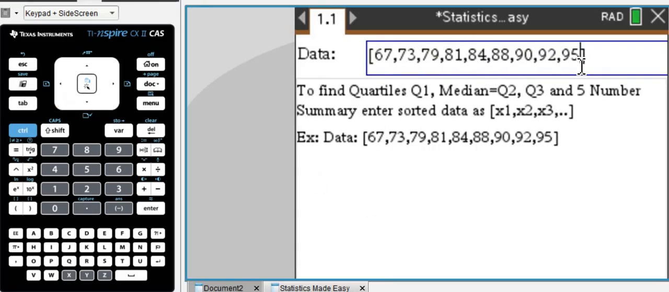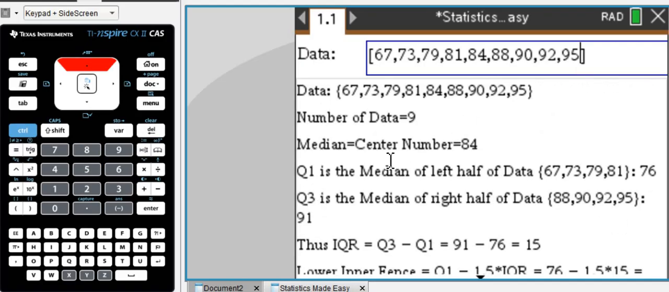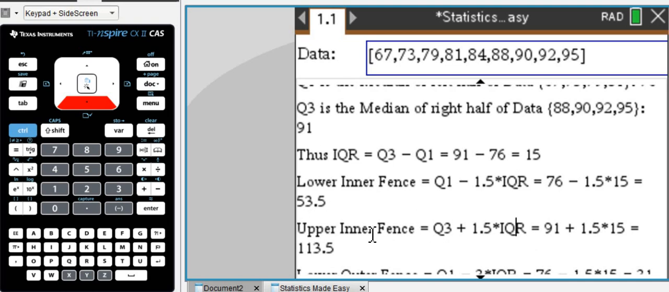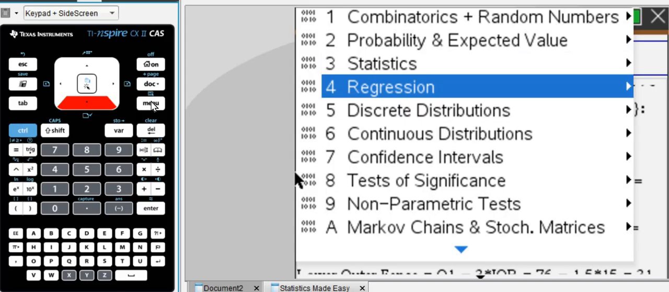Just put in your data here, like I show you, and you will see the median, center, Q1, Q3, interquartile range computed here for you, and some other fancy things that you may not know, the inner fence, the outer fence, etc. We're moving on.